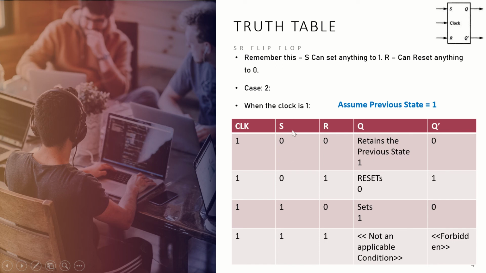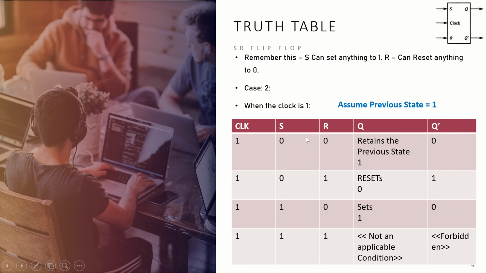Now the clock is 1, S is 0, R is 1. R means a reset. So it will reset everything. So you get the output as 0 here, which is complemented as 1 here in the Q bar. Now clock is 1, S is 1 and R is 0. So 1 means set, so it sets, so the output is 1. When you complement it, you get 0.